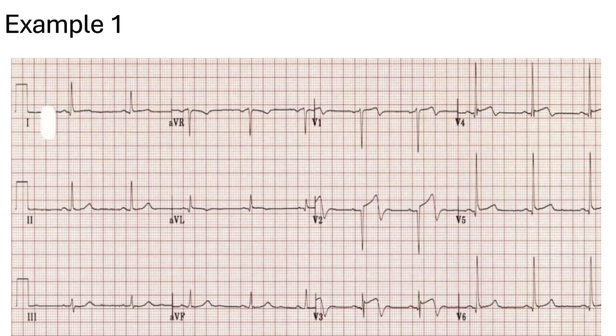Now let's see some examples. Here we can see the pattern of a Wellens syndrome with the biphasic T waves where the first part is positive and the second part is negative. We can see it in V1, V2, V3, and also in V4. We can see also slightly elevated ST segments, about 2 millimeters.